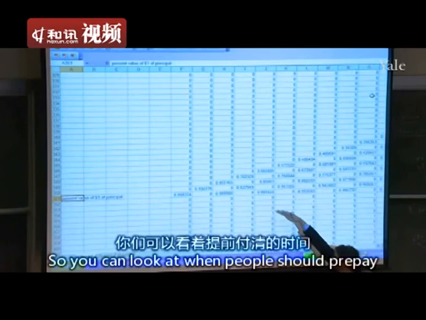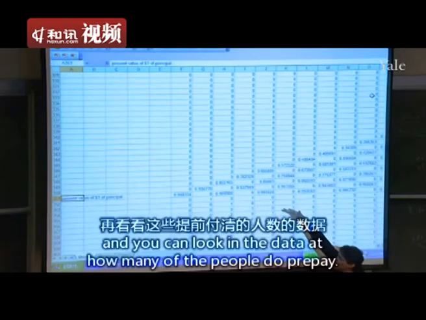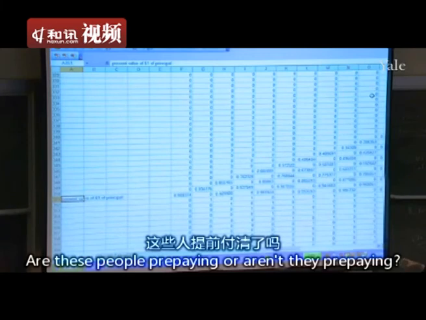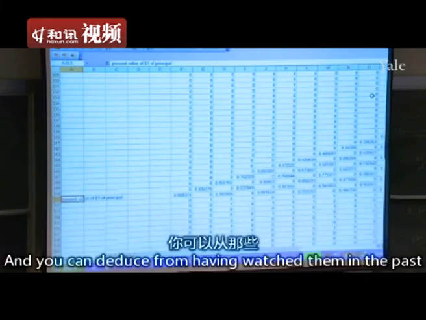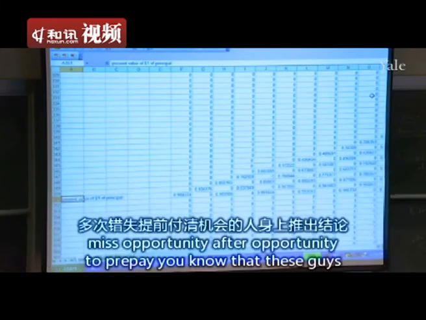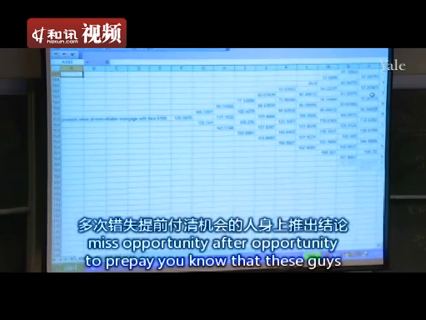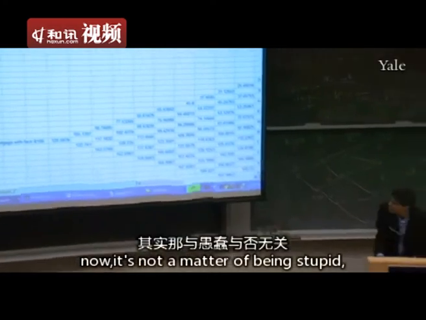So you can look at when people should prepay, and you can look in the data at how many of the people do prepay. So you can go house by house. You know, it's public information. Are these people prepaying or aren't they prepaying? How smart are they? And you can deduce from having watched them in the past miss opportunity after opportunity to prepay. You know that these guys, now it's not a matter of being stupid.